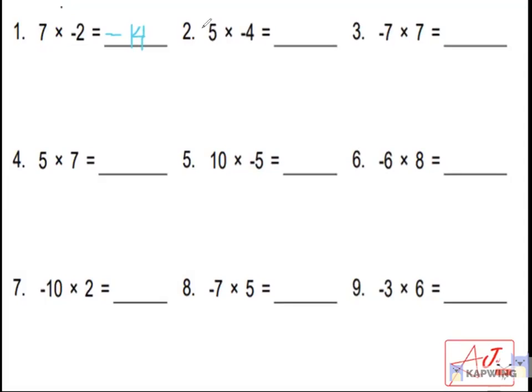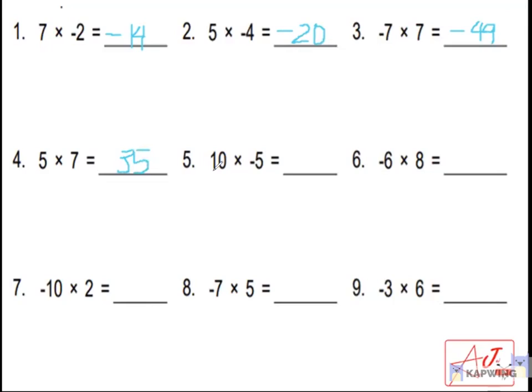For number 2, magkaiba ulit siya ng sign. At kapag magkaibang sign, negative. And 5 times 4, 20 ang answer. So, negative 20. For number 3, negative 7 times 7, magkaiba ulit ang sign. So, negative. 7 times 7, 49. So, ang answer para sa question na yan ay negative 49. For number 4, parehas silang positive. So, ang answer must be positive. 5 times 7 is 35.